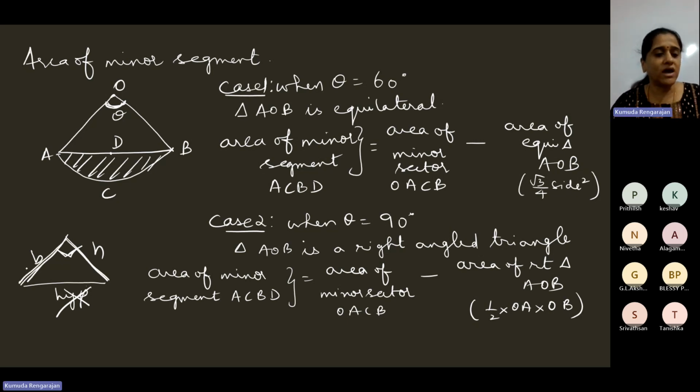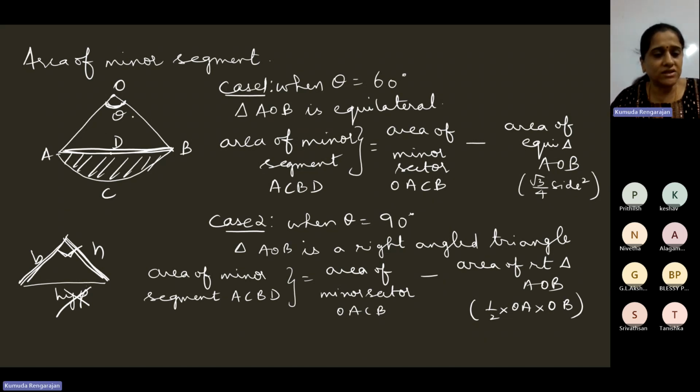Half into base into height, it's half into radius into radius. If it is 60 degrees, it's root 3 by 4 into side square. The side is the radius. Now, when this triangle is equilateral, the chord is also equal to the radius. The length of the chord is equal to the radius.